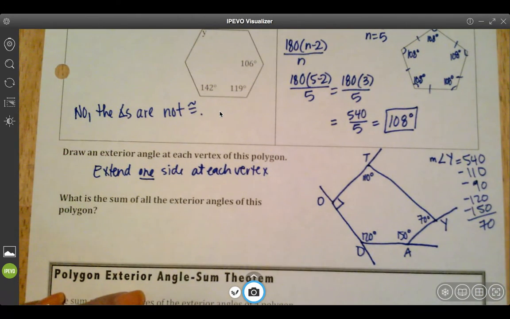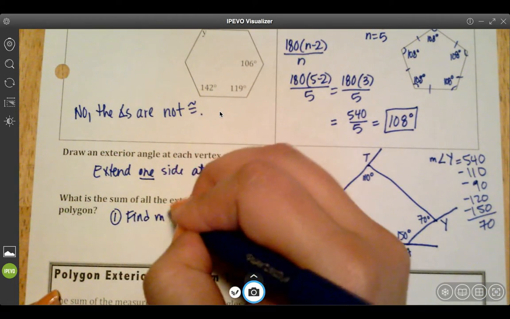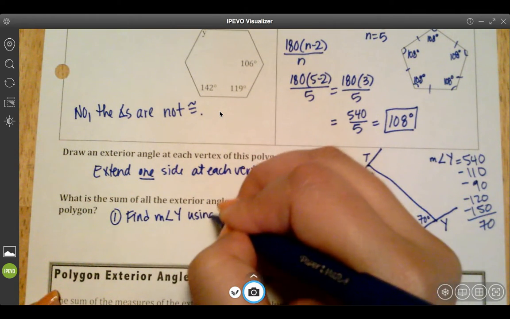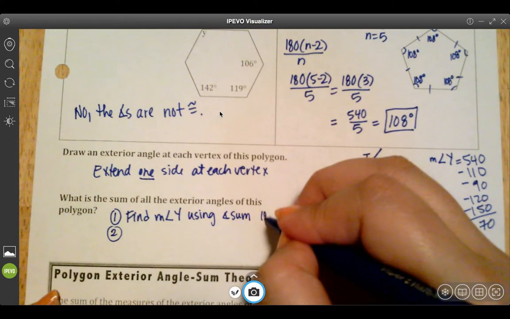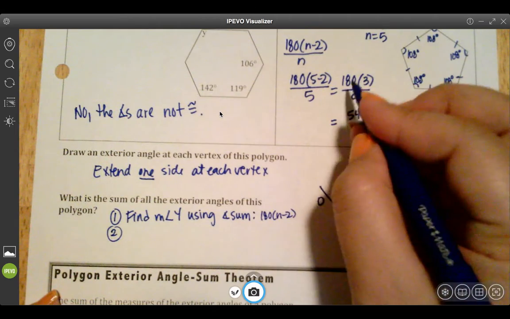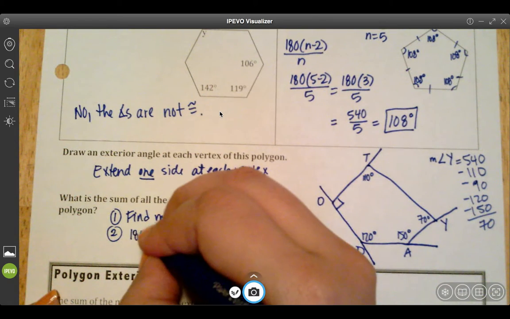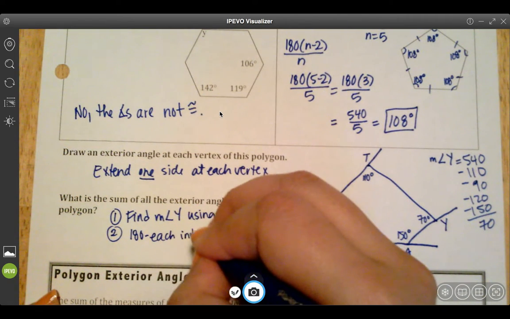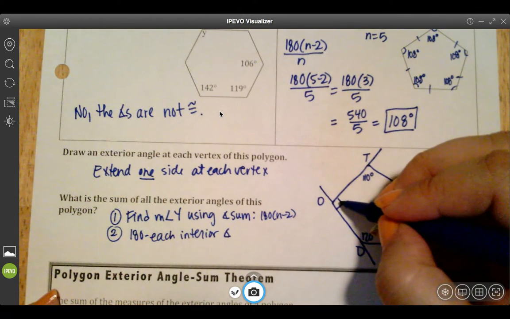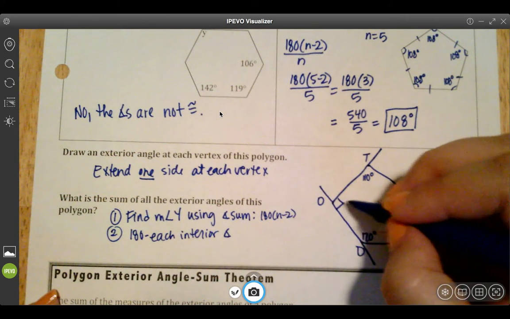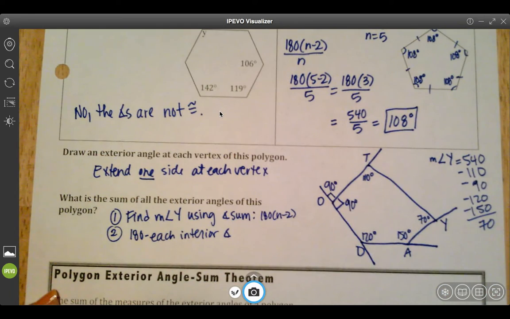Now we can find all of the exterior angles. So our first step was to find the measure of angle y using angle sum, and that's our 180 times n minus 2. We had already calculated it above. Then our second step is to say 180 minus each interior angle because they're supplementary. So for example, at angle O, these two angles are supplementary. One of them is a right angle, which is 90 degrees. So the other also has to be 90 degrees.